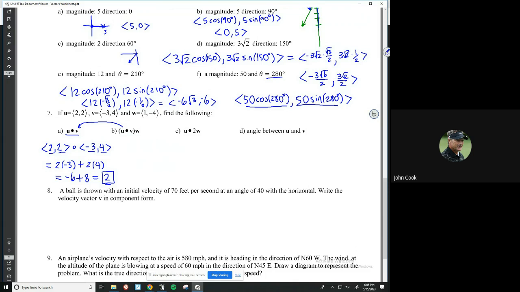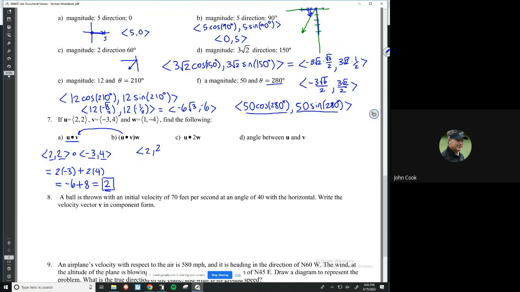So let's give ourselves some room here. We've got the u vector, which is 2, 2. And then dot 2 times the w vector, which is 1, negative 4. We're going to distribute that 2 in first. So that becomes a 2 and a negative 8. And now we do the dot product. So it's going to be 2 times 2 plus 2 times negative 8. All right, so we've got 4 minus 16. So that's going to be a negative 12. So negative 12 is what we would get for our answer for C.